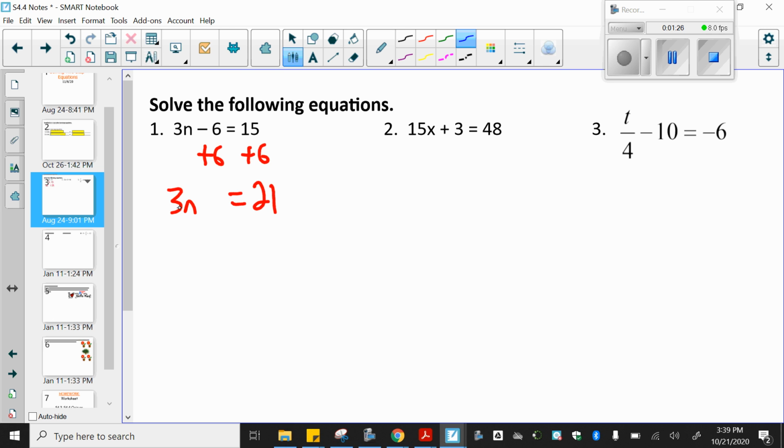Step 2, I want to get rid of the number with the letter. So I don't want the 3 there with n. I want to know just n. So I'm going to divide both sides by the 3 that's there. So 3 times n equals 21 becomes both sides divided by 3. So that's going to cancel and leave n. 21 divided by 3 makes 7. All right.